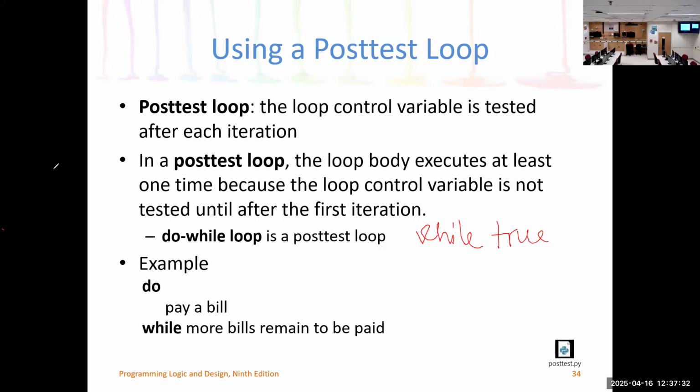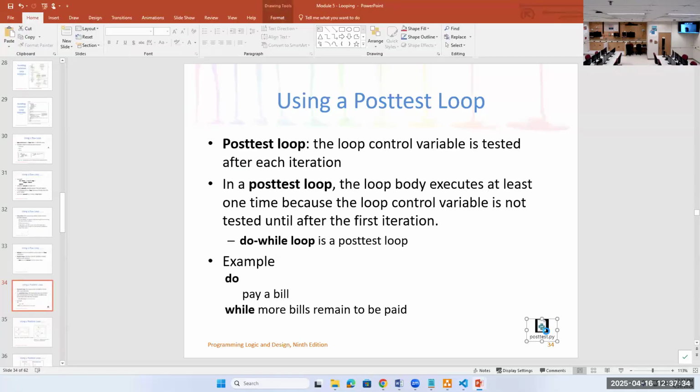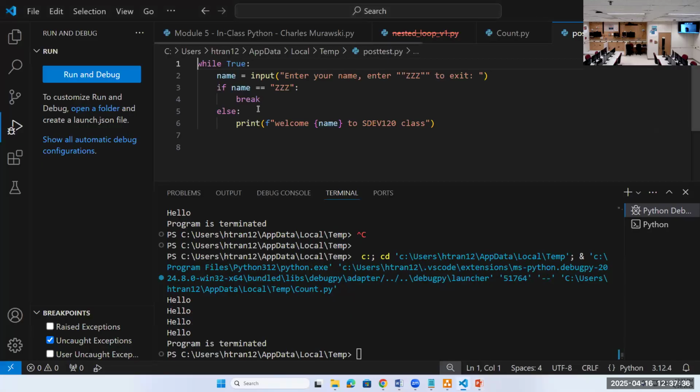Now, here's my program, the post-test loop. For this program, I write it in Python. So what happened here? I only ask the user what is your name, and after that I check it. If the name is empty, I break it. If not, I print down: Welcome to the class.